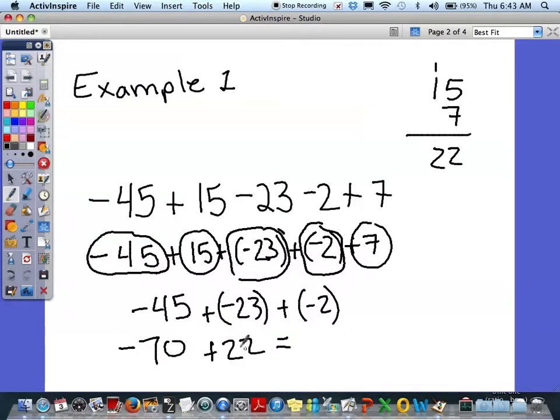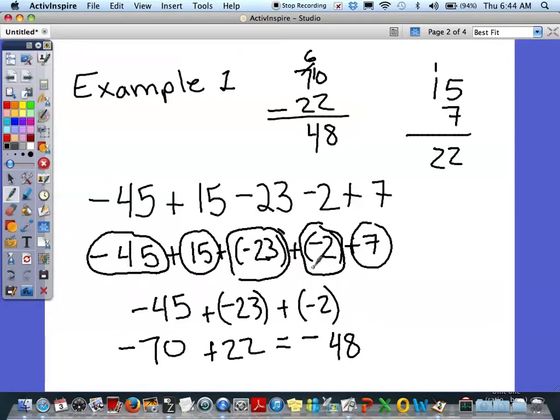Different sign, subtract. Keep the sign of the highest number. So I know the sign of my answer has to be negative because my higher number, or the number with the largest absolute value, is 70. And so different signs subtract. 70 minus 22 is 48. So I know the answer to this expression is 48.